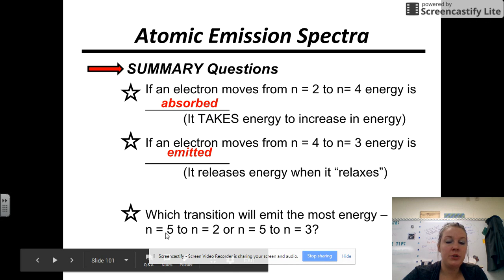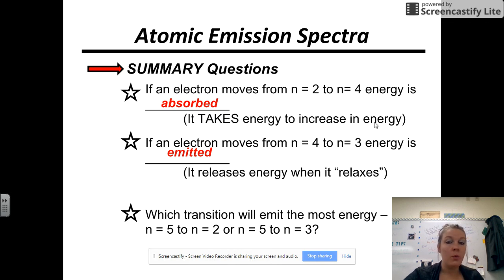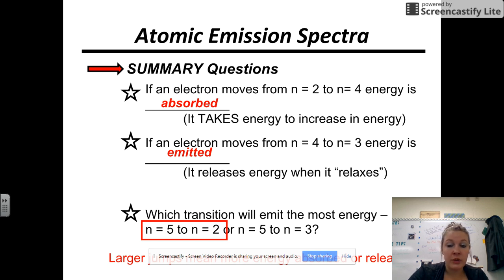If you were to look at these two transitions, going from energy level 5 to 2 or from 5 to 3, which one would have the most energy? Well, the larger jump in energy level means more energy released or absorbed. In this case, because we're going from a higher energy to a lower energy, we're relaxing and releasing, or emitting, energy.